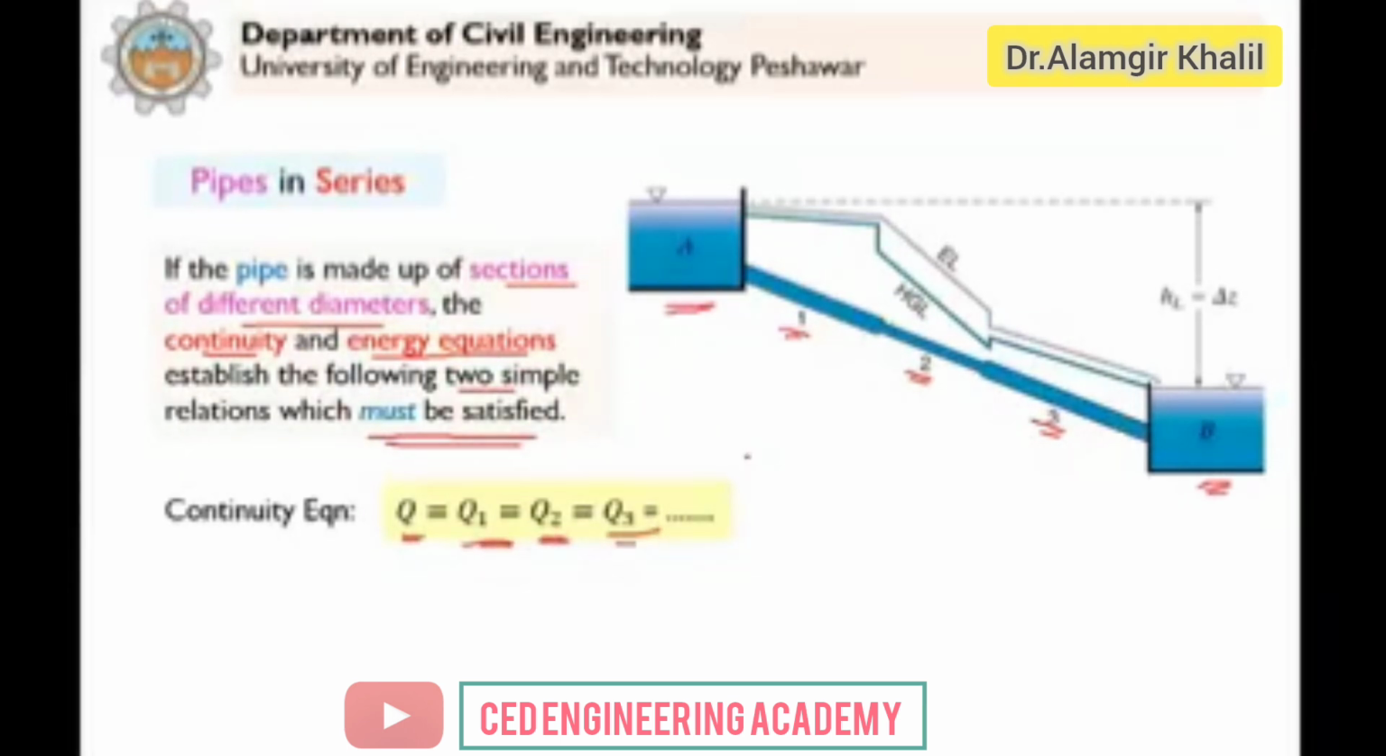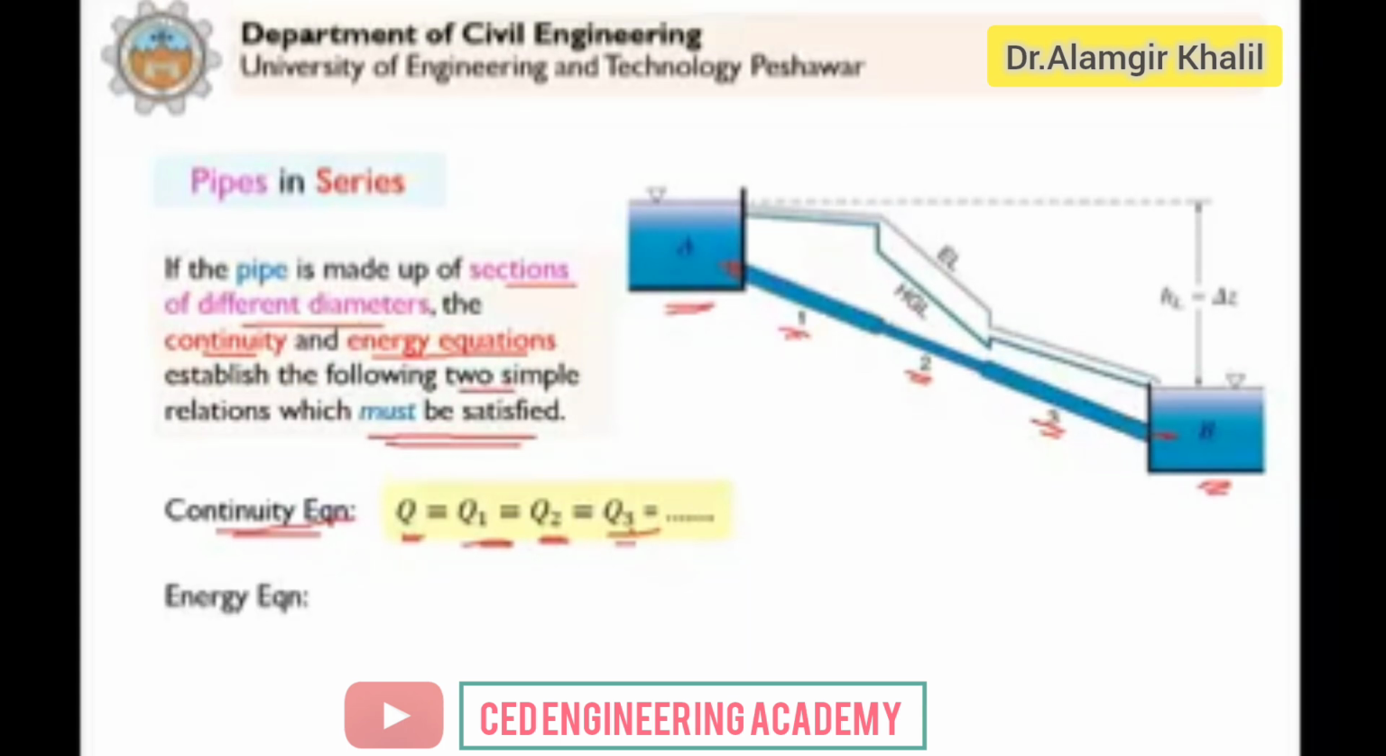When we have a large number of pipes connected in series, the continuity equation says that the same discharge will flow through all the pipes, because you can see here the liquid enters at this point and exits at this point. There are no other entrance and exit points. So that is why the continuity equation says that the same discharge will flow through all the pipes. Clear?